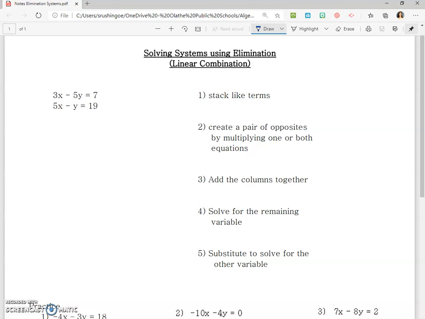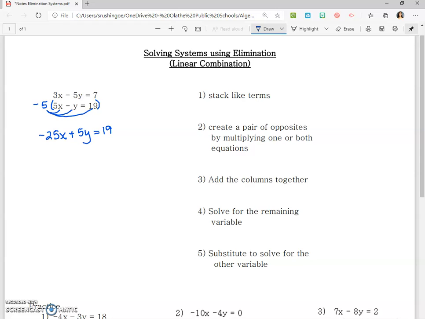So we want to stack like terms. So x's, y's, and then our constants there, creating a pair of opposites by multiplying one or both equations. So we want the same number, but them to be opposite. So I would see that this is -5, and I could easily make this +5 by multiplying by -5. So I'm going to go ahead and distribute that, in a sense, to every single term. So -25x +5y equals 19.